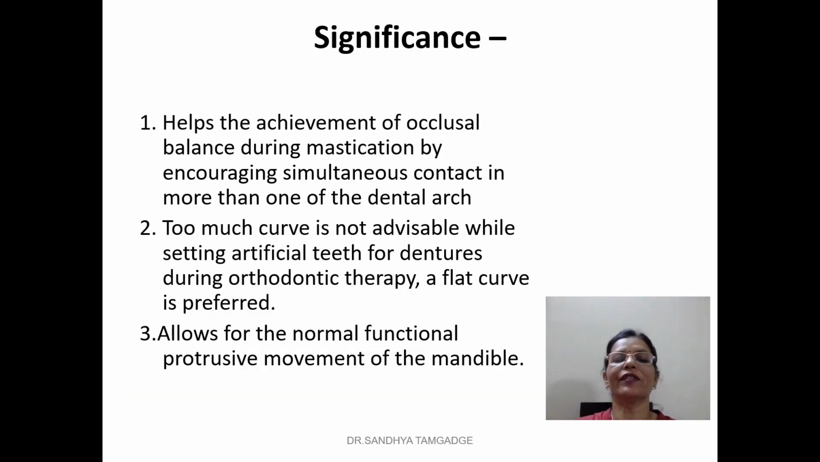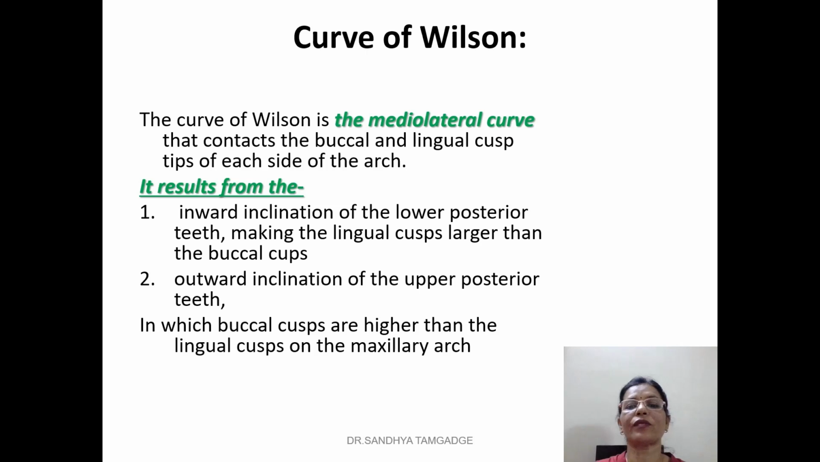Now significance. It helps in achievement of occlusal balance during mastication by encouraging the simultaneous contact in more than one part of the dental arch, and too much curve is not advisable when setting artificial teeth for denture or during orthodontic therapy. A flat curve is preferred. It allows for the normal functional protrusive movement of the mandible. Now next is curve of Wilson.